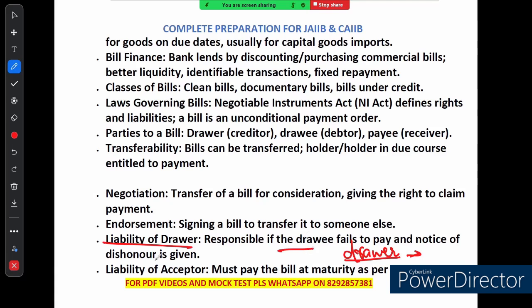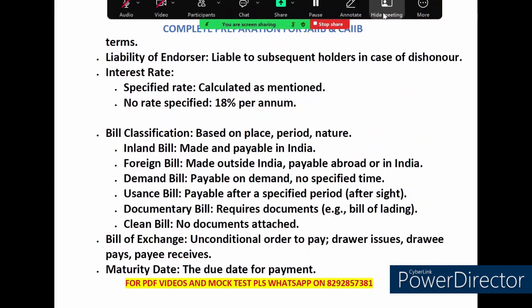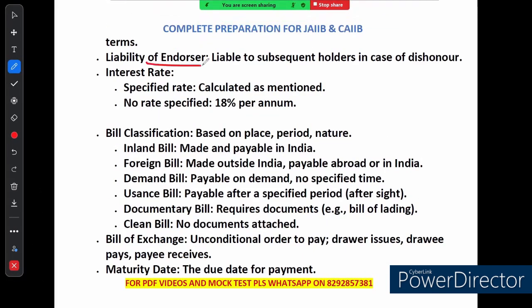Now the acceptor. What is the acceptor's liability? Who is the acceptor? The acceptor is the person who agreed to pay the bill. So the acceptor is responsible for paying when the bill is due. And if someone endorses the bill, what is his liability? The endorser. If someone endorses the bill to another person, they are also liable if the bill is not paid.